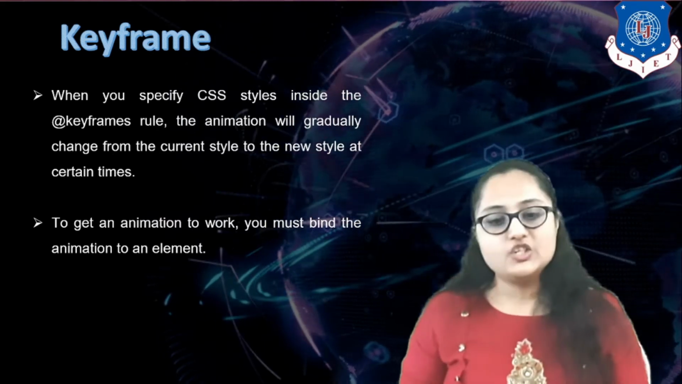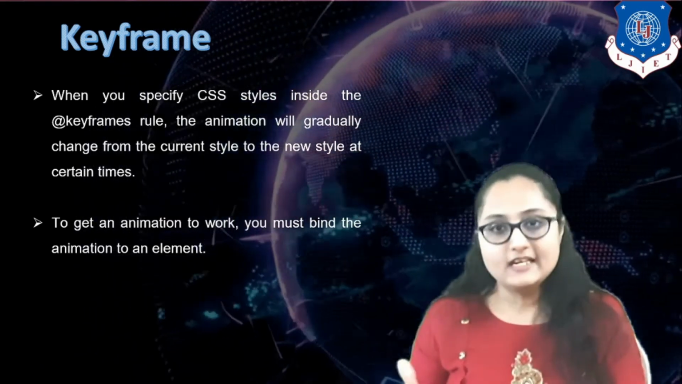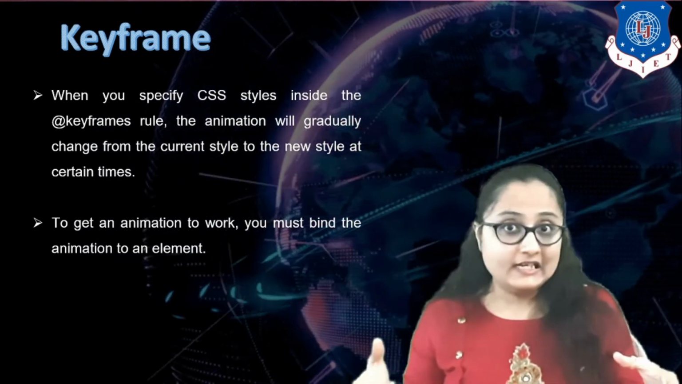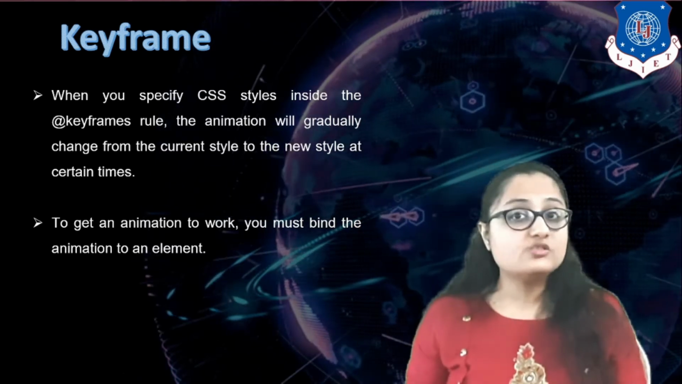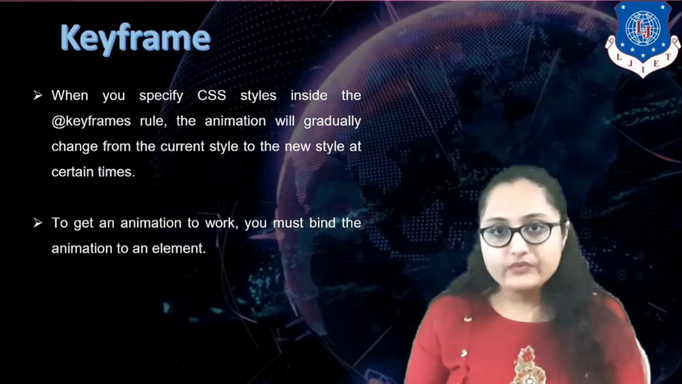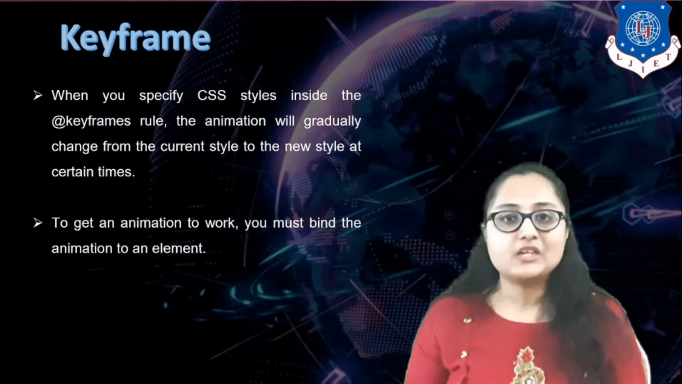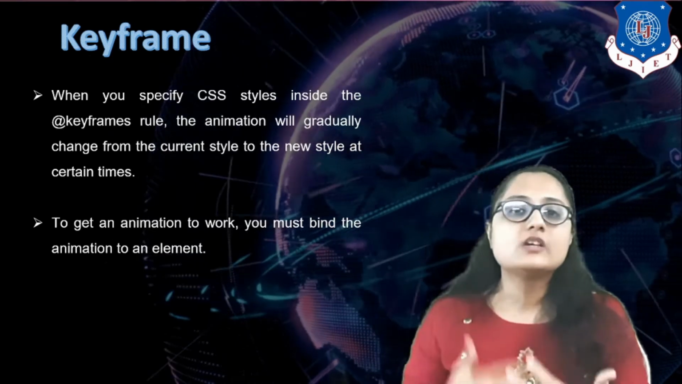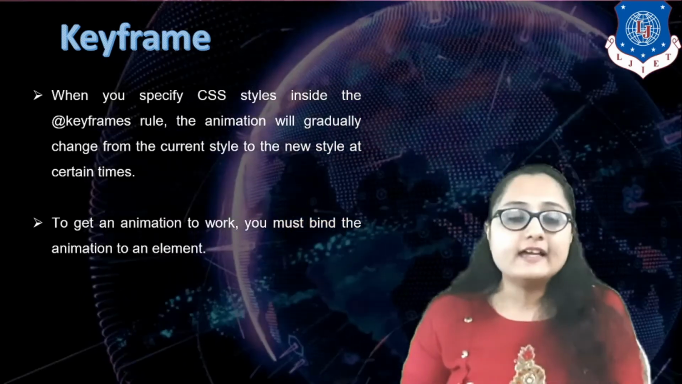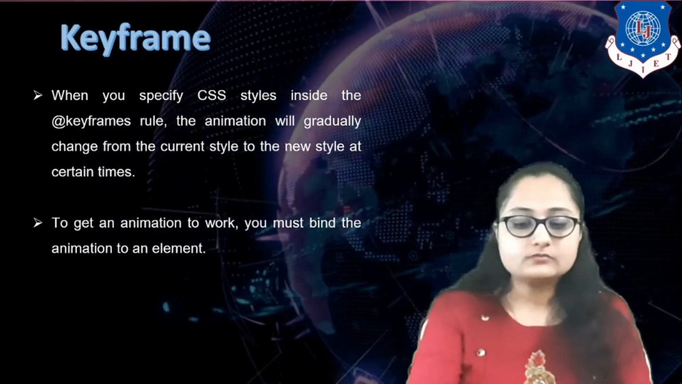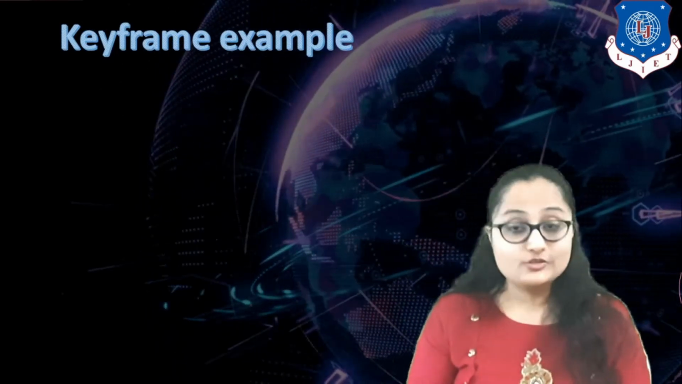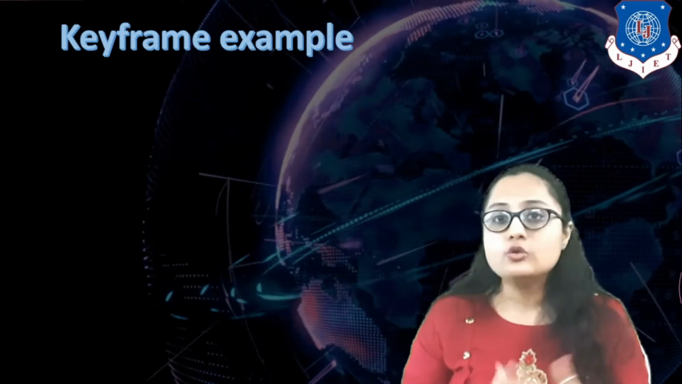Also, to get an animation to work, you must bind the animation to an element. So you have an animation, you have an element, and you need to bind those two things. You have to bind the animation to an element so that whatever keyframe you have specified for that particular element applies, and you can visually see that the element is changing its style. It means the element is getting an animation. How can we do so? Let us see one keyframe example so that you can get a clear idea.